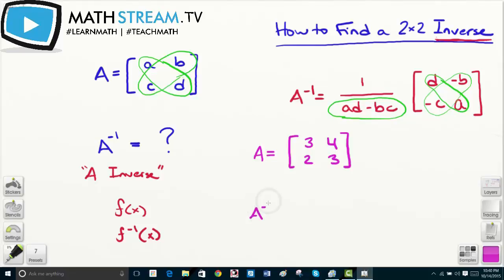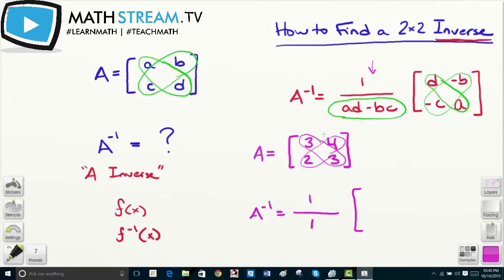find the inverse. So the way we do this first is we figure out what that first fraction is. So it would be 1 over AD, that's 9, minus BC, that's 8. So 9 minus 8 is 1, so this is really just 1 over 1. So I'll replace that with 1 over 1, which is just the number 1. So that's actually not going to change our matrix at all.